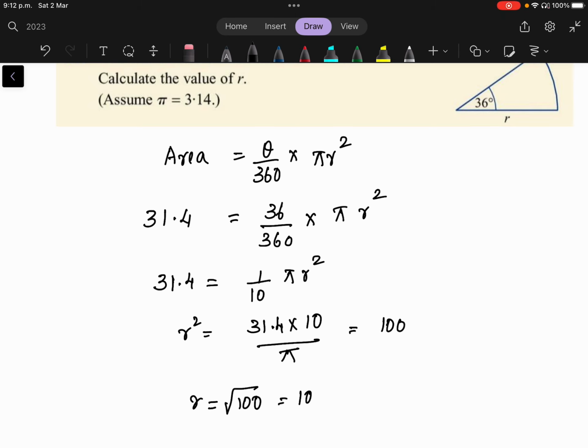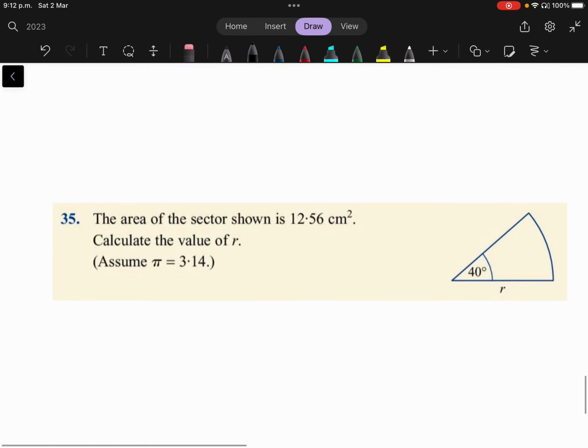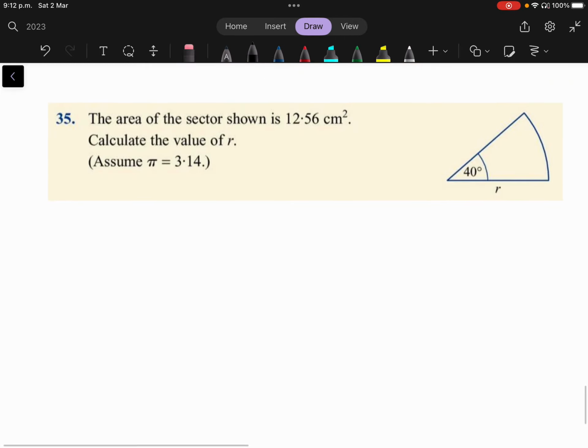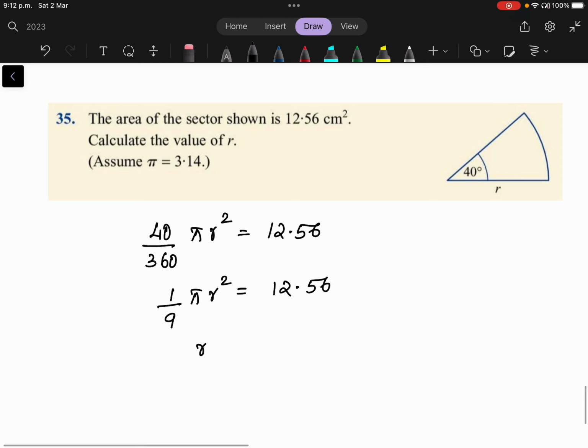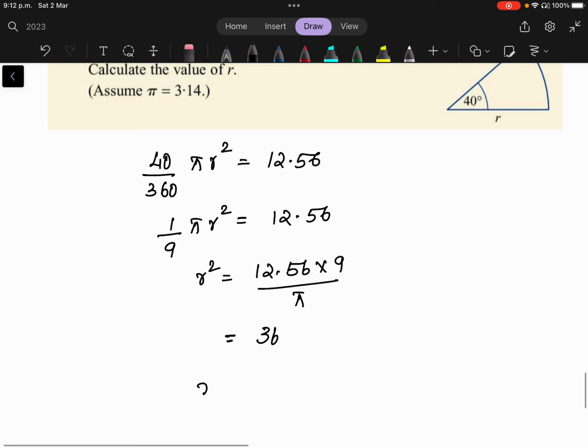If you didn't understand this calculation, please message me. I will try to explain that to you in a little more detailed manner. Okay, same over here, it is 40 over 360 pi r square is equal to 12.56, and 40 over 360 will be 1 by 9 pi r square is equal to 12.56, and then r square is equal to 12.56 times 9 over pi, then you will get the answer of 36, which means that r is equal to square root of 36, which is equal to 6 centimeter.